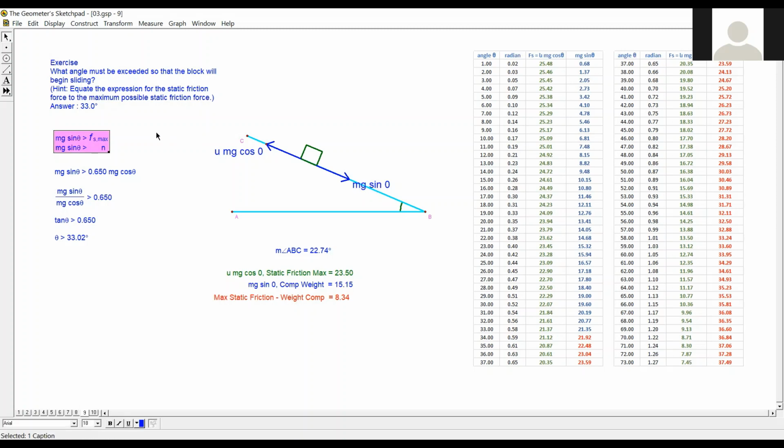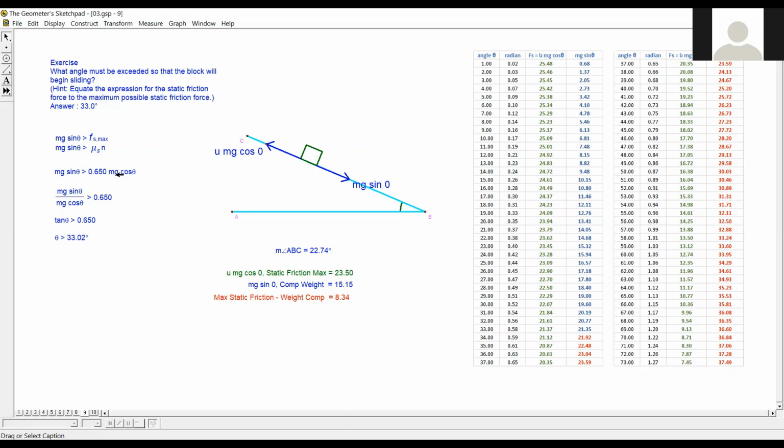So I copy down over here. The component of the weight mg sine theta, when will it be greater than the maximum frictional force? So mg sine theta, when will it be bigger than mu n? And I change the mu to 0.65. And the n, I change it to mg cos theta.